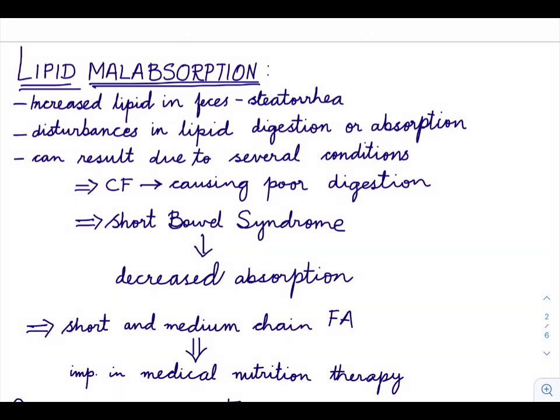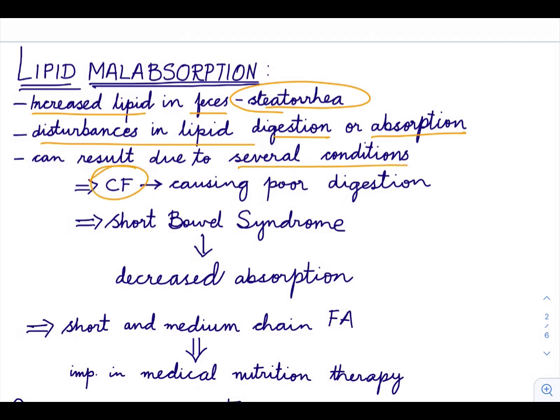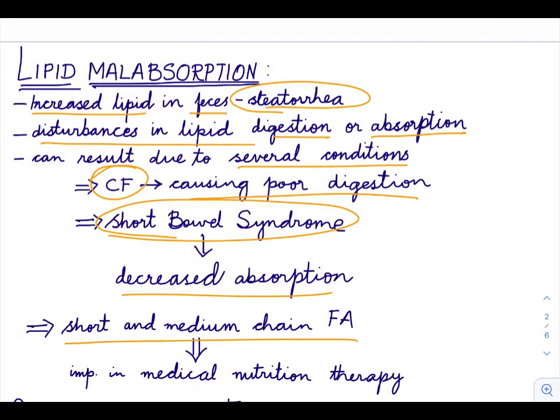Next, we'll talk about lipid malabsorption. Lipid malabsorption resulting in increased lipids in the feces, a condition known as steatorrhea, can be caused by disturbances in lipid digestion or absorption. Such disturbances can result from several conditions including cystic fibrosis, causing poor digestion, and short bowel syndrome, causing decreased absorption. The ability of short and medium-chain fatty acids to be taken up by the enterocytes without the aid of mixed micelles has made them important in medical nutrition therapy for individuals with malabsorption disorders.